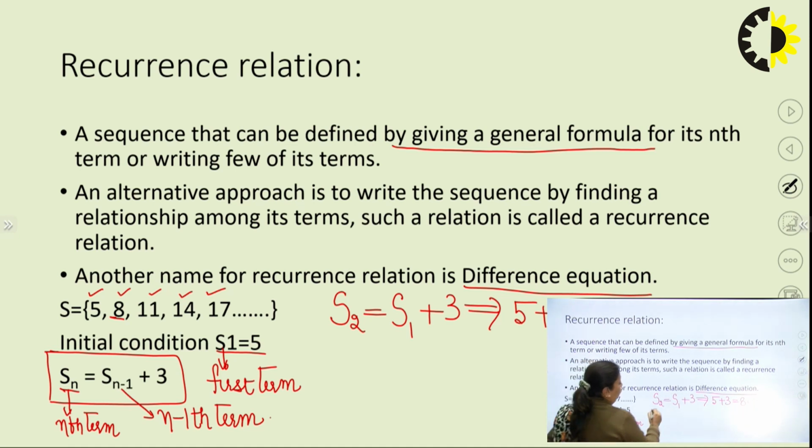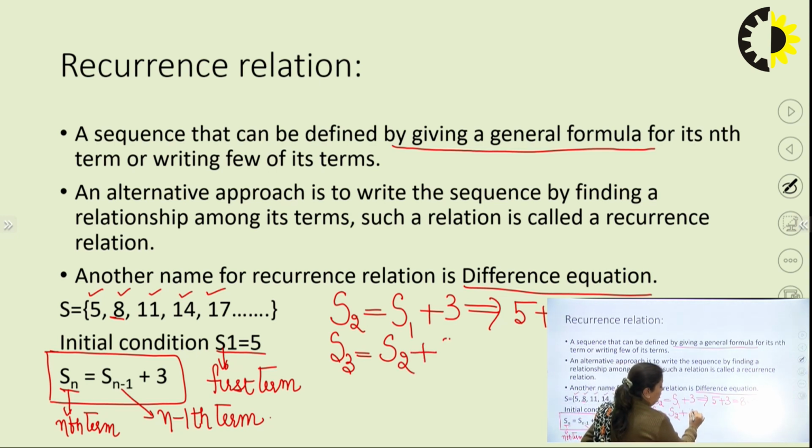Then suppose I want to find out S3. S3 is equal to S2, that is Sn minus 1 plus 3.